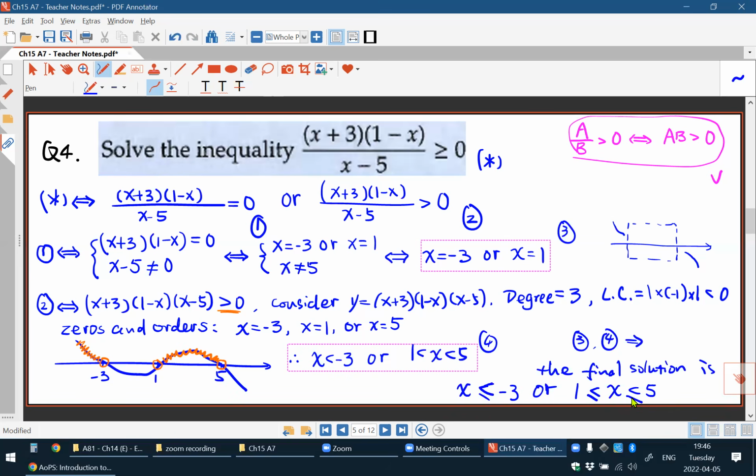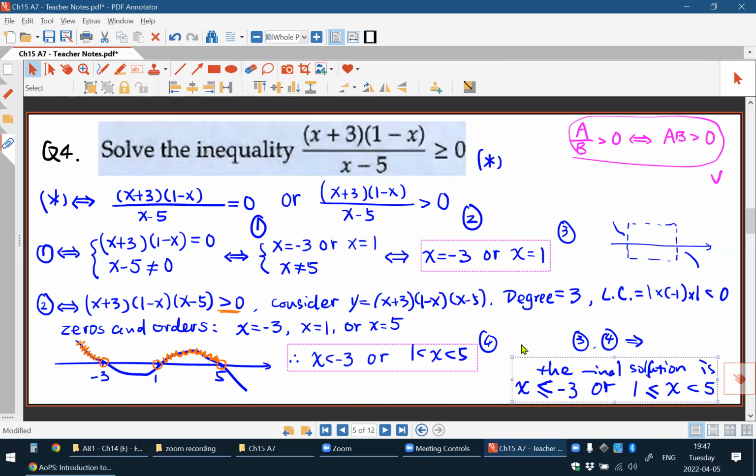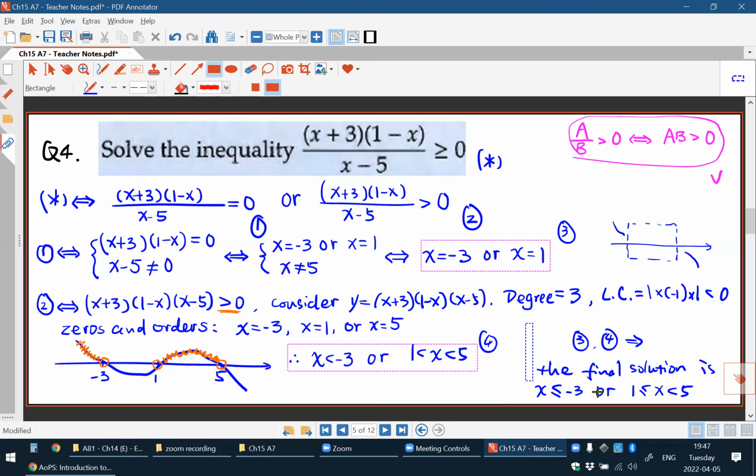And note here, there is no equal to 5 because you have x minus 5 in the denominator position. So x cannot be 5. Let's rearrange it a little bit. Okay, so this is our final solution.